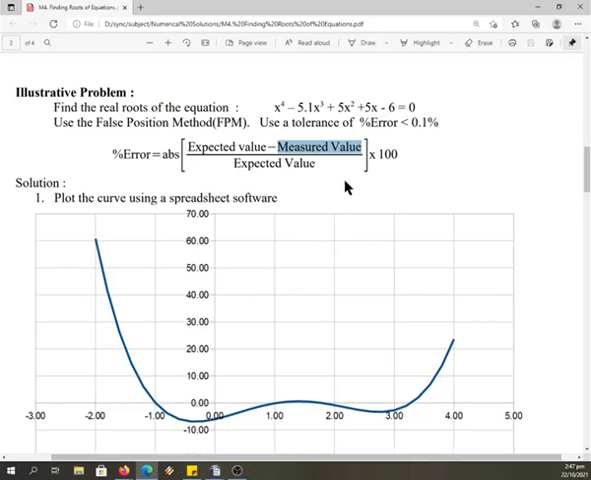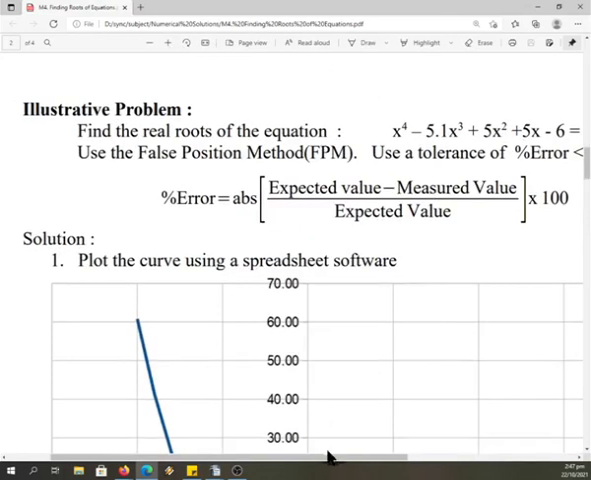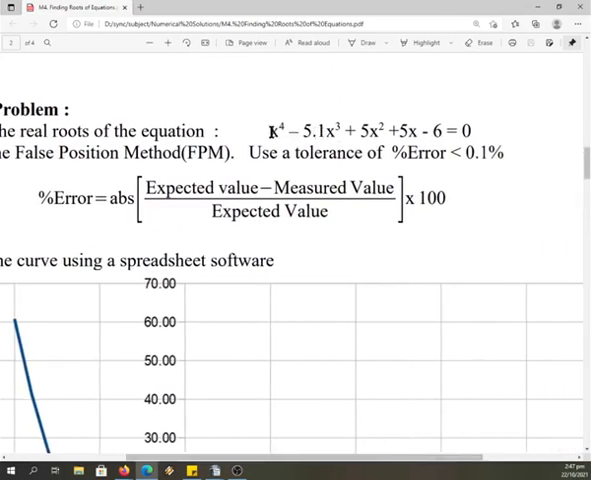Now, if we examine closely the equation, we will notice that... Sir, excuse me po. Sir, pa-accept daw po yung iba. Okay. Let's try that.